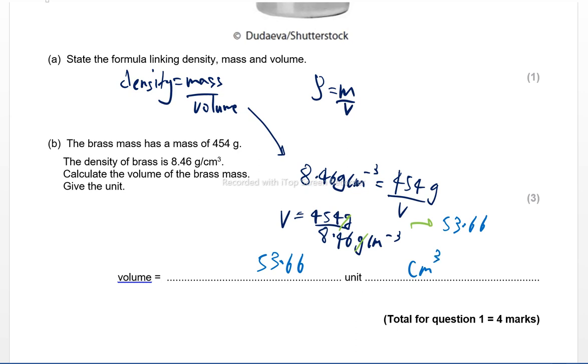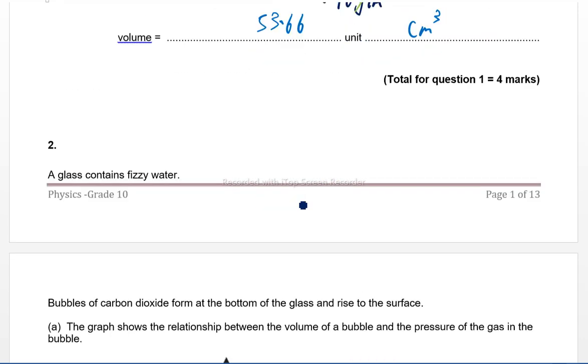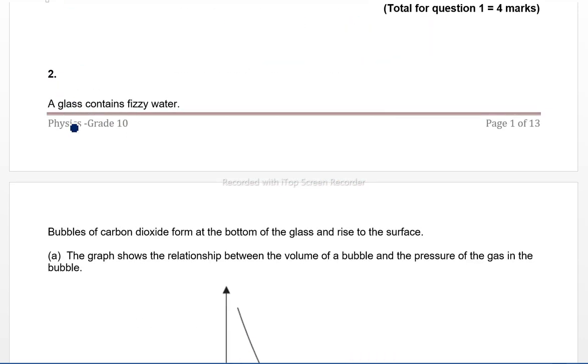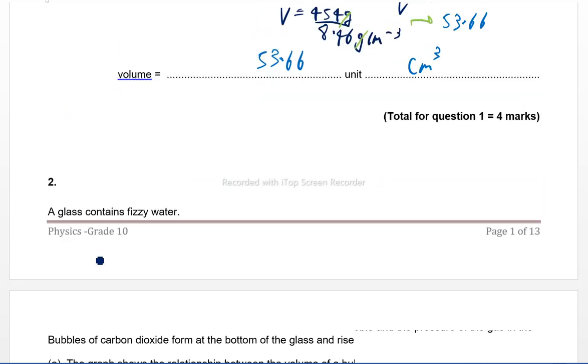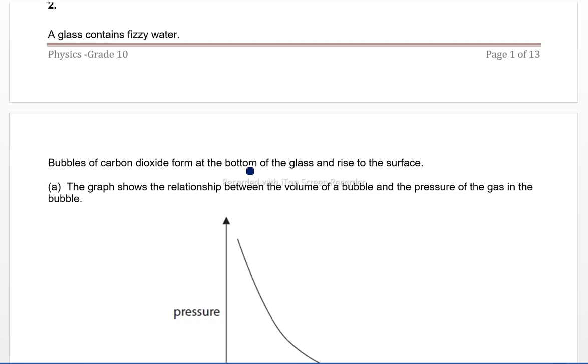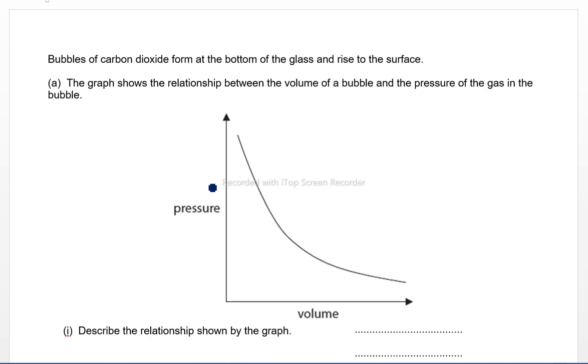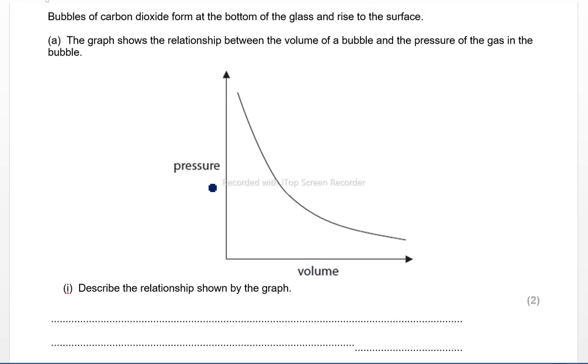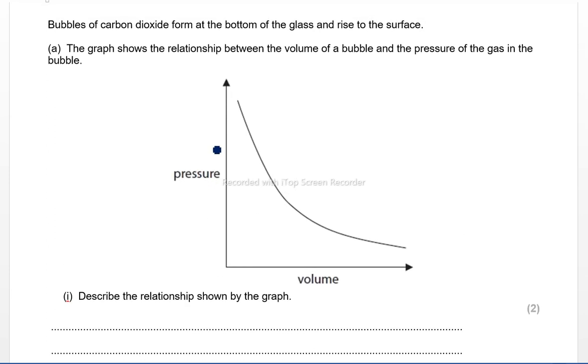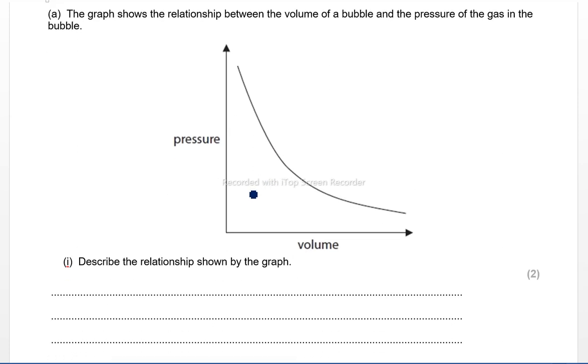Okay children, right. Moving to the next question. A glass contains fizzy water. Bubbles of carbon dioxide form at the bottom of the glass and rise to the surface. The graph shows the relationship between the volume of a bubble and the pressure of the gas in a bubble. So you have learned these things children. Pressure versus volume for a gas has an inverse relationship. But when you see the shape of this graph, you can't say it's inverse or not inverse, right? So I'll explain that later. What you can say is it's a curve. So it's a non-linear graph.